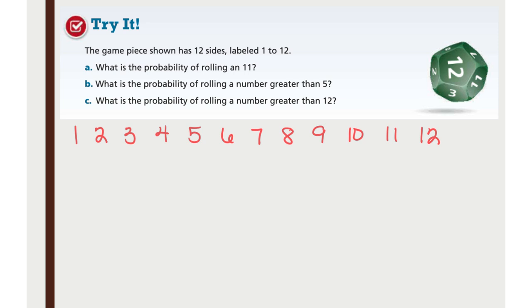On A, it's asking for the probability of rolling an 11. Notice how I wrote it in blue. Capital P stands for probability. And then inside the parentheses is the event that I'm wanting to see. So if I go through this, I need to know how many 11s I have. So I'm going to go through and mark my 11s. Well, how many did I mark? 1 out of 12. That's my fraction. There's my probability, 1 out of 12.